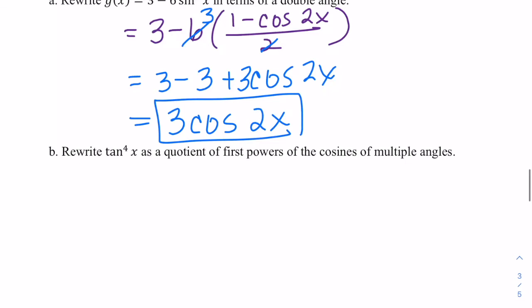All right, now we're going to rewrite tangent x to the 4th as a quotient of powers of cosines. So we can first separate tangent raised to the 4th as tangent squared times tangent squared, or tangent squared quantity squared.